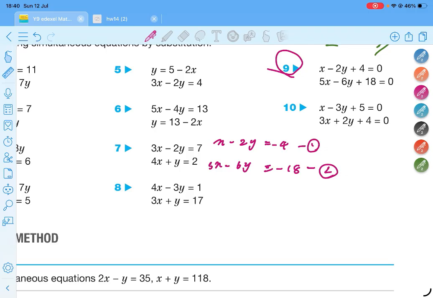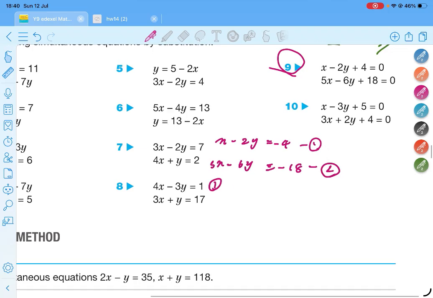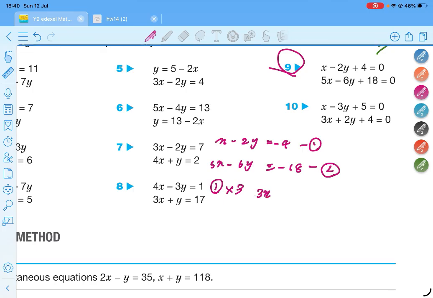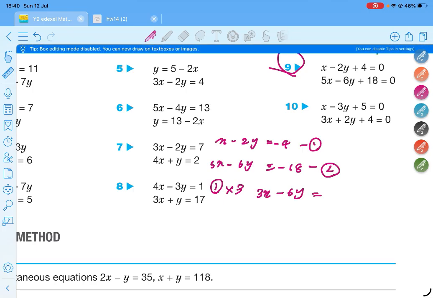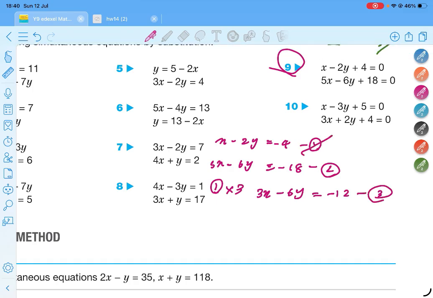Now you can add 1 and 2 because both sides are in the right form. But in there you have a problem. Why? If you add or subtract these terms, you cannot simplify any value. So you need to equalize the coefficients first. To do that, we can multiply equation 1 by 3. 3x minus 6y equals minus 12.